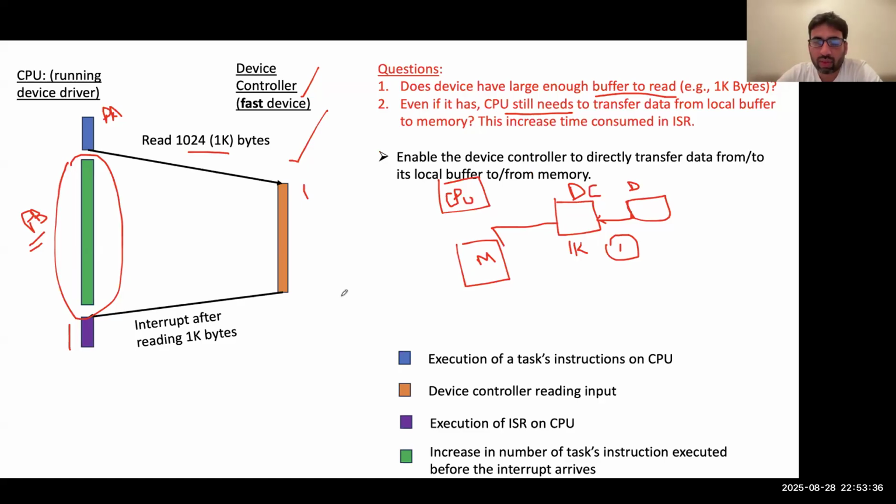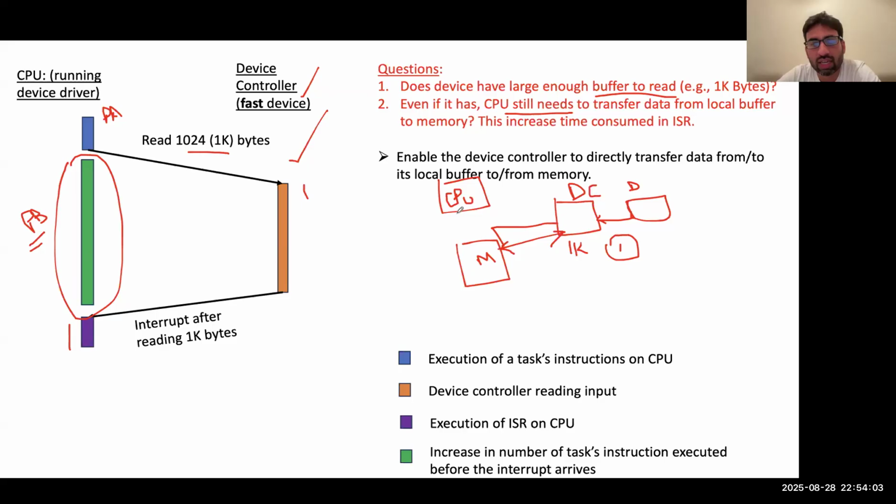So what is the solution, or how can we resolve the problem? For that, one option is that we can enable the device controller to directly transfer data from its local buffer to the memory without intervention of the CPU, right? So that data can be directly moved between the device controller and the memory. And for that, we don't need any help from the CPU.